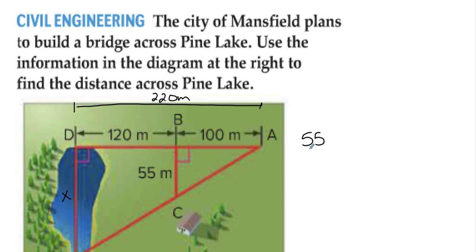So my little one is 55. Big one, x, I don't know. Little one is 100. Big one is the whole thing, 220. And now we're ready to go.